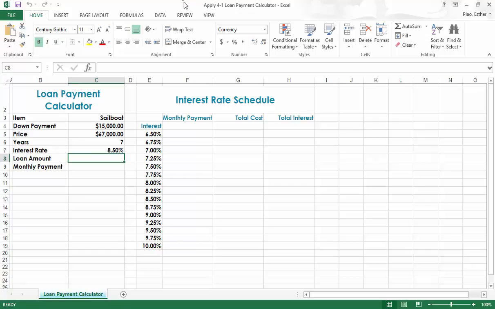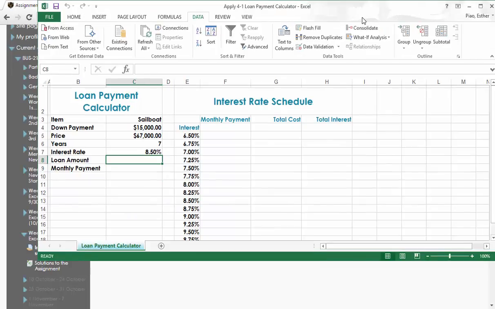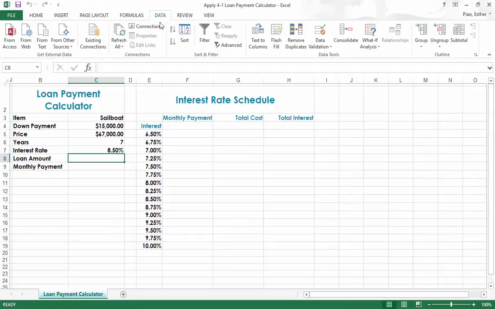So I'm going to show you the first way of doing it, which is using a what if analysis, data table. We need to do some preparations before we can go ahead and use this tool. Okay, the first thing, let's complete our first table right here.